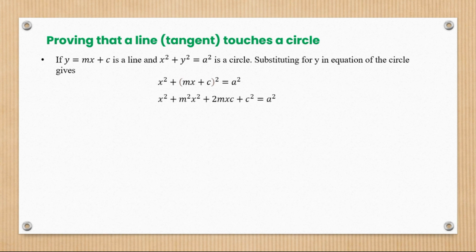So when I expand this further, I'll have m squared x squared plus 2mxc plus c squared is equal to a squared. So let's make this look more like a quadratic equation. That means that those values that have x squared are grouped together, those values that only have x are grouped together, and those that don't are grouped together. So when I do that, this is what I end up having. This is more of a quadratic form of expressing it.